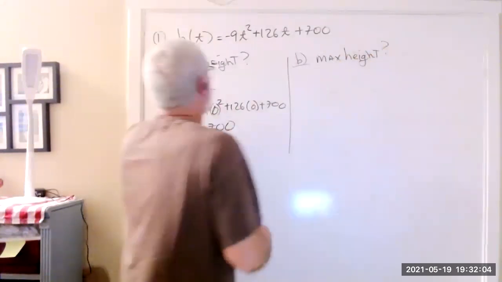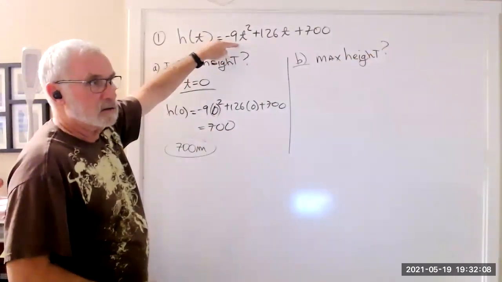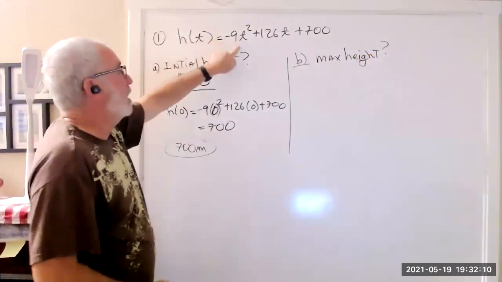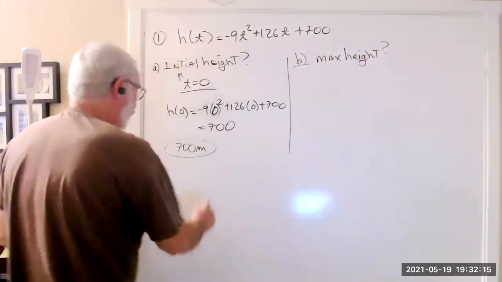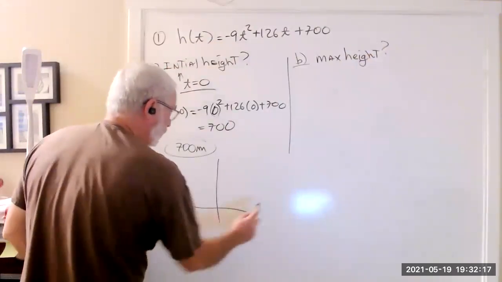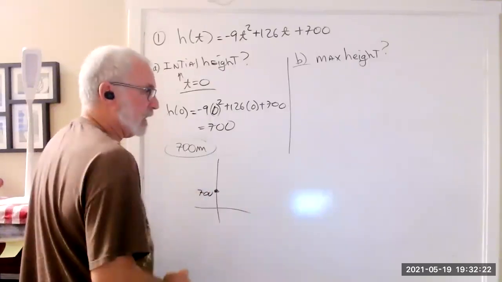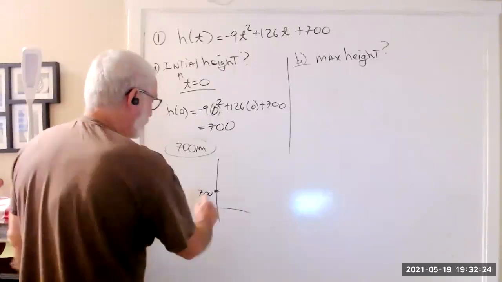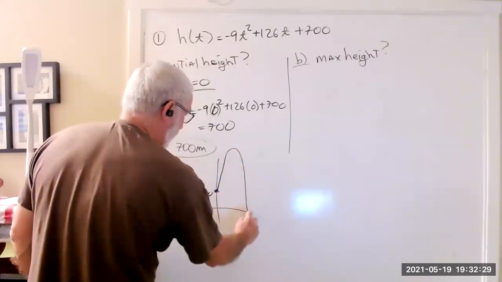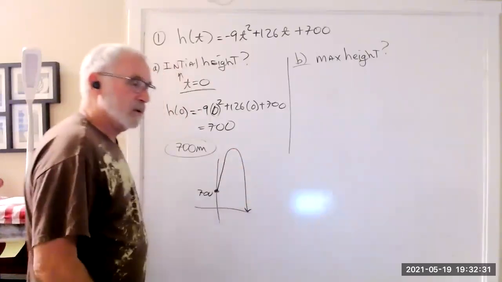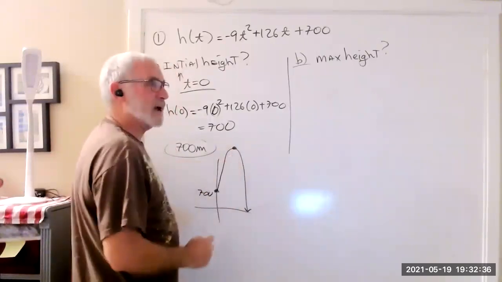Now, part B says what was its max height? Okay, now think about it. This shape is a parabola. It's a down parabola, as a matter of fact, because it's negative. So what this is telling me, without doing too much work, is I'm starting at 700 meters high, must be on a mountaintop somewhere, and I'm shooting it up in the air, and then it's going to come back down and hit the ground sometime. And the problem is saying, what is its max height?